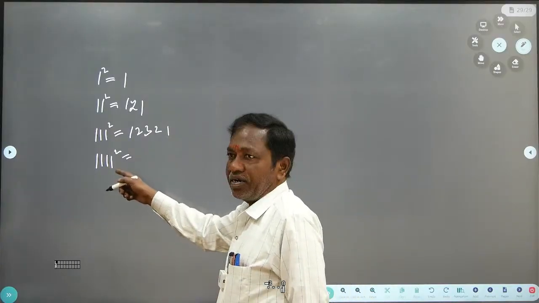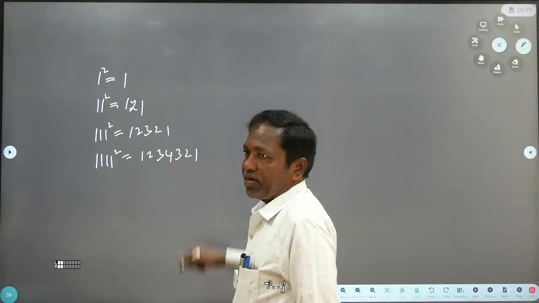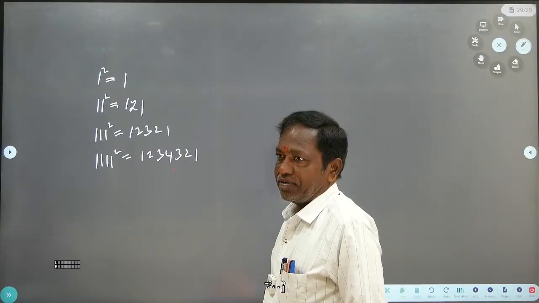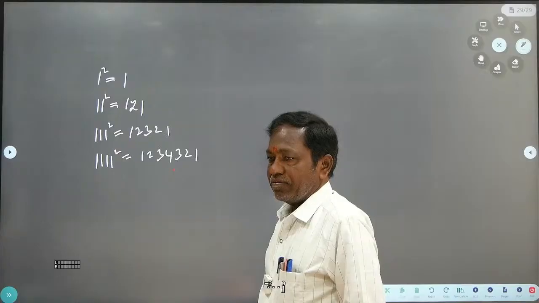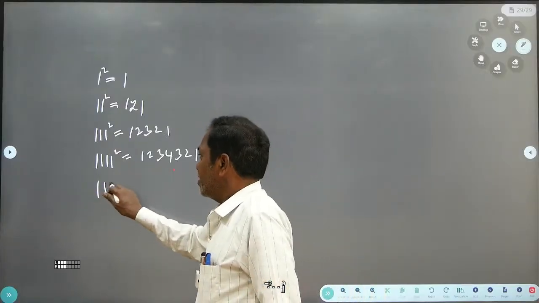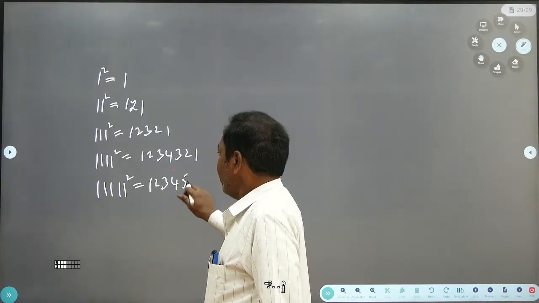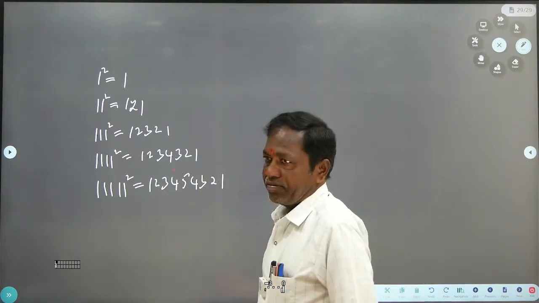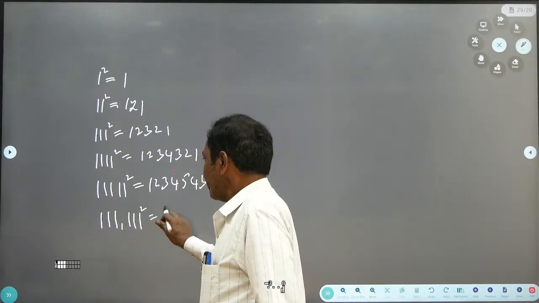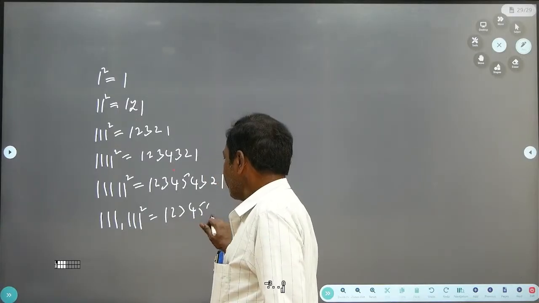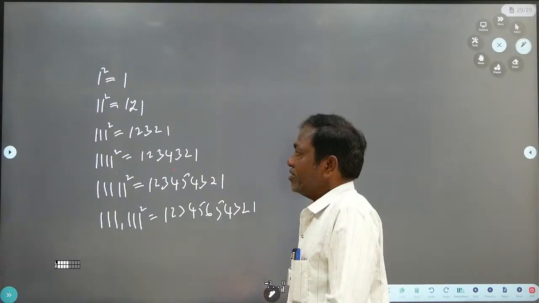And now there are 4 ones here: 1234321. So in English, what do we call that, sir? If we read forward order, backward order, there is one word. Like that, you can take 123454321, just like that. If we take 6 ones, it means 12345654321. It will come like this. So this is the thing.